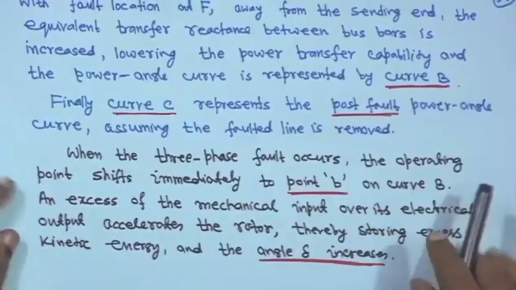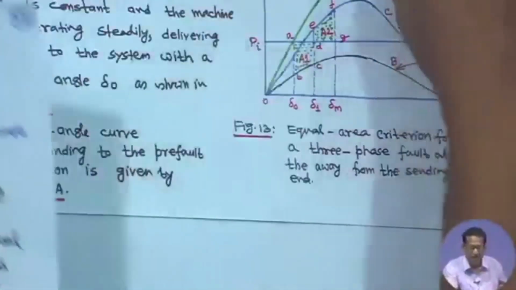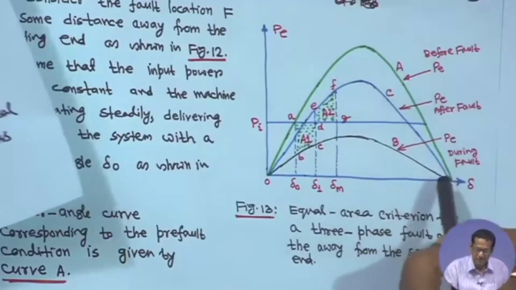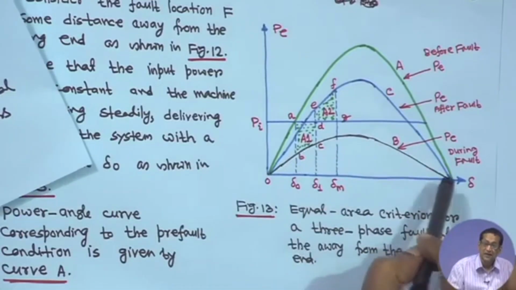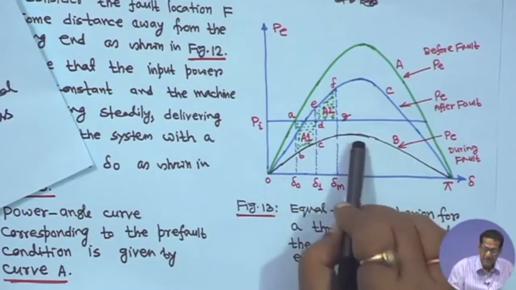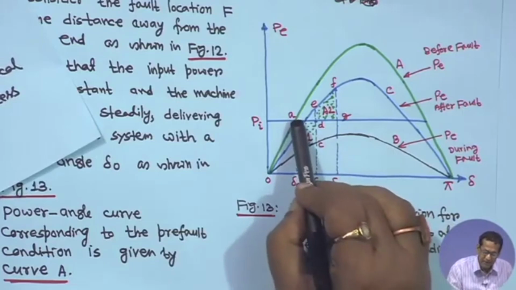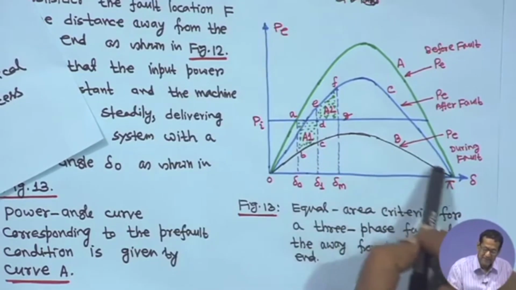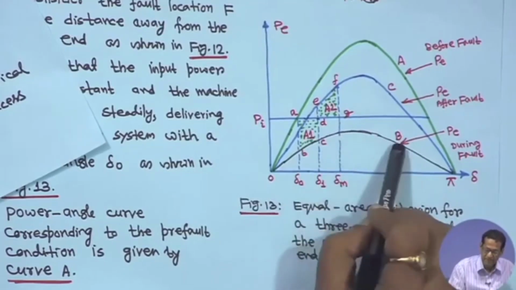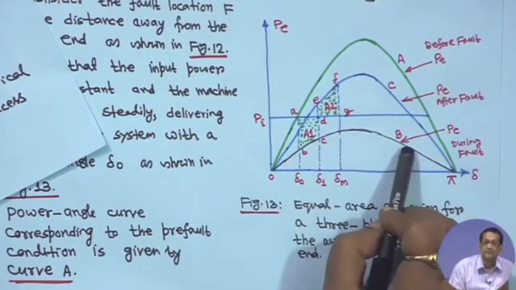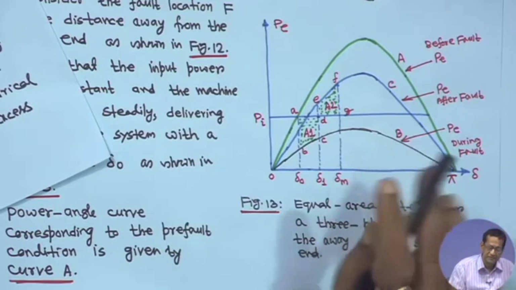That means the power transfer capability and the power angle curve is represented by curve B. As soon as there is a fault, this graph B is actually during fault, and suddenly the power transfer capability has decreased. Initially it was operating at point A, but now it has come to graph B. So there are three conditions: pre-fault, during fault and post-fault, which we will see later.